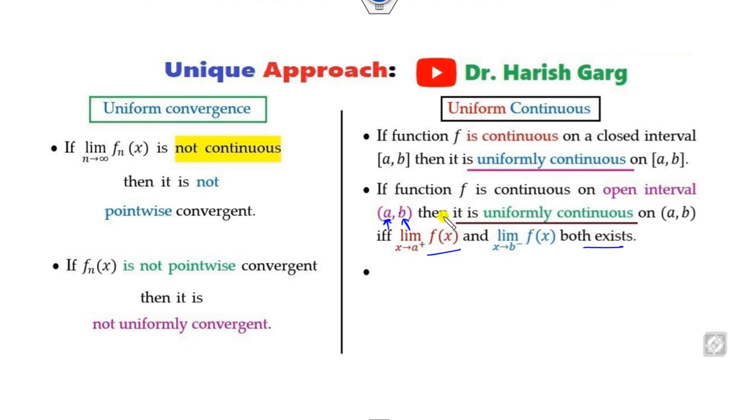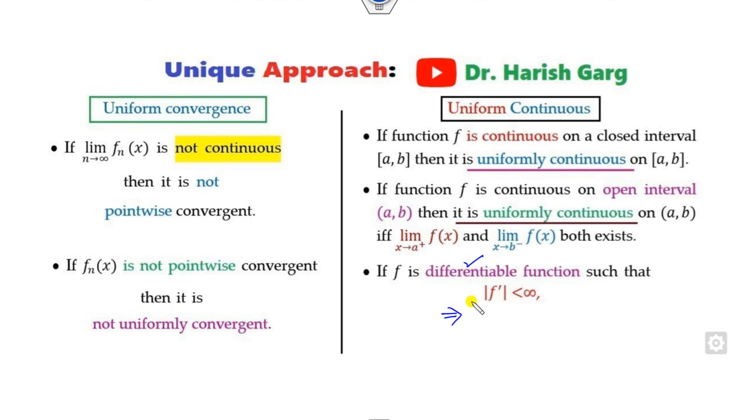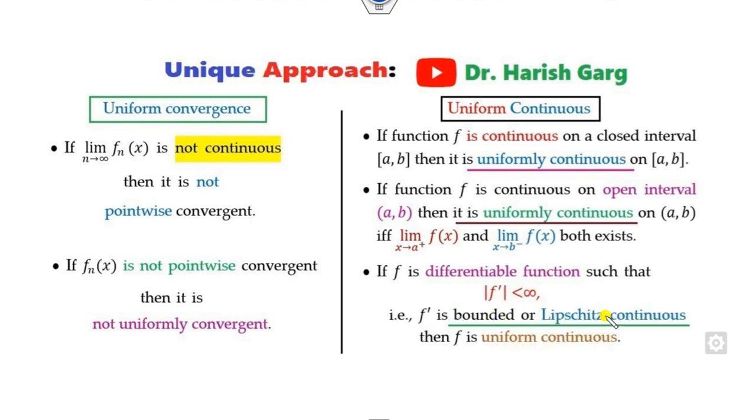Both may or may not be the same, but both existence must be there. The third rule is: if you prove that f is a differentiable function such that it is bounded, what is the meaning of that? It means f dash is bounded or Lipschitz is continuous. Then you can say f is uniformly continuous.